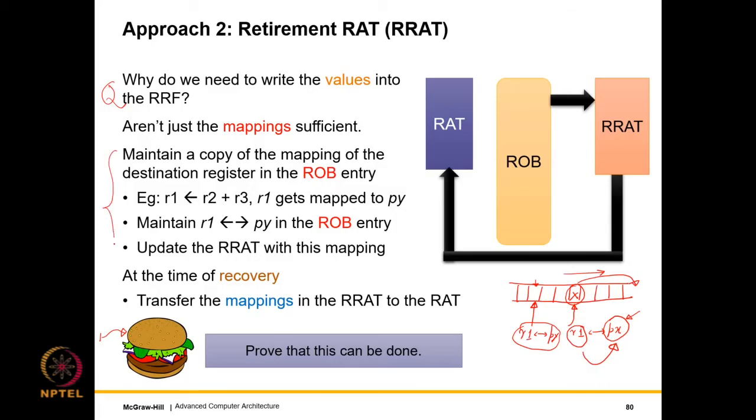So what we do is we maintain a copy of the mapping of the destination register in the ROB entry. So in this case, in the ROB entry for the branch, I take the previous sentence back. Let's look at the example. Let's assume that R1 is mapped to R1. There is an instruction add R1, R2, R3 where R1 gets mapped to Py. Then we maintain this R1 to Py mapping in the ROB entry.